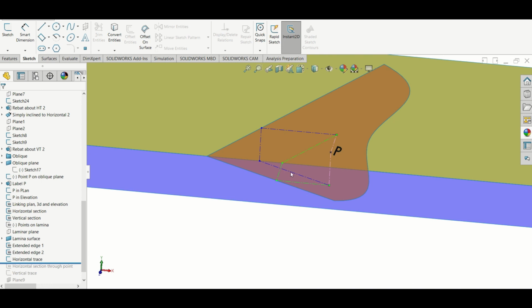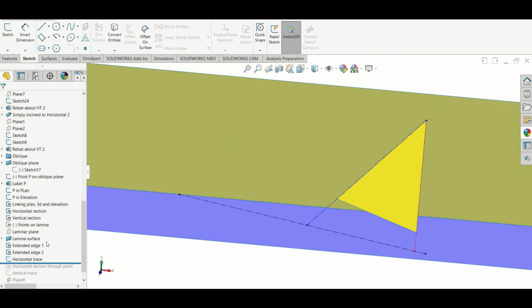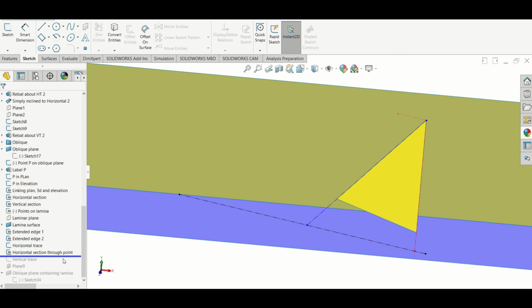I'm going to use this one in blue, a horizontal section through a point to grab a point on the vertical trace. So if we just have a look in 3D, this is what it looks like. This is a horizontal section through that point. That line is parallel to my horizontal trace. That gives me my vertical trace.